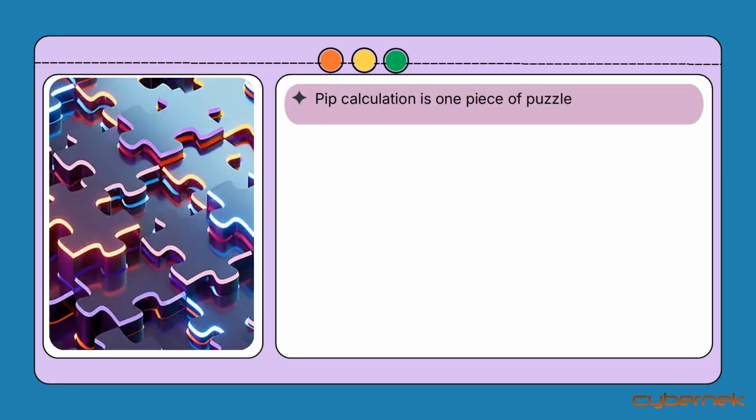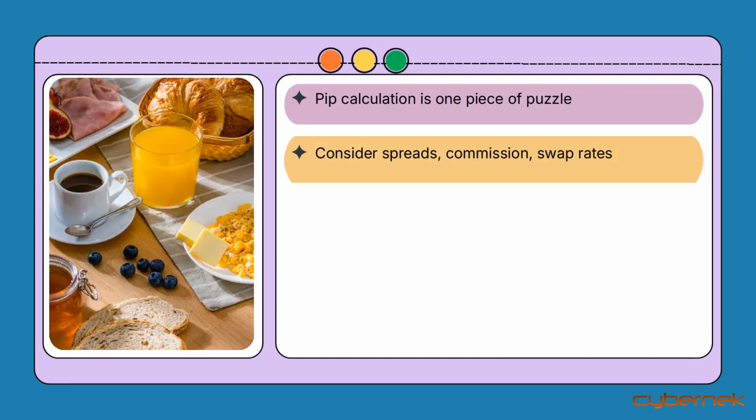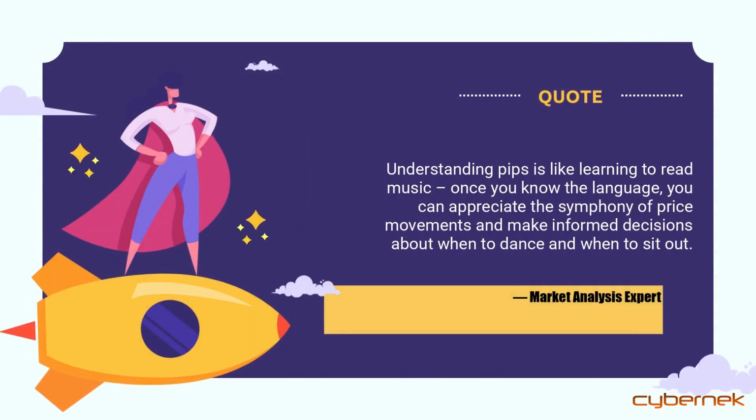The most important thing to remember is that pip calculation is just one piece of the trading puzzle. You also need to consider spreads, commission, swap rates, and that little thing called market volatility that can turn a calm Tuesday into a roller coaster ride. Quote, understanding pips is like learning to read music. Once you know the language, you can appreciate the symphony of price movements and make informed decisions about when to dance and when to sit out.